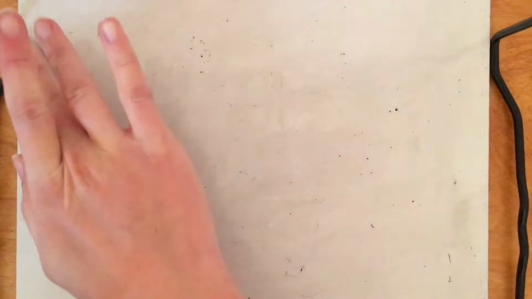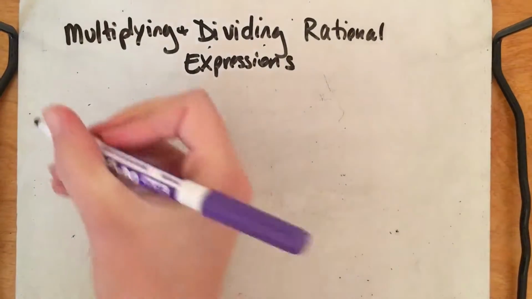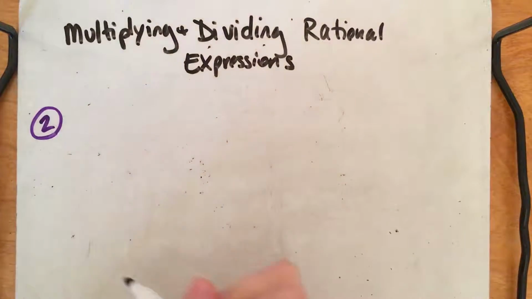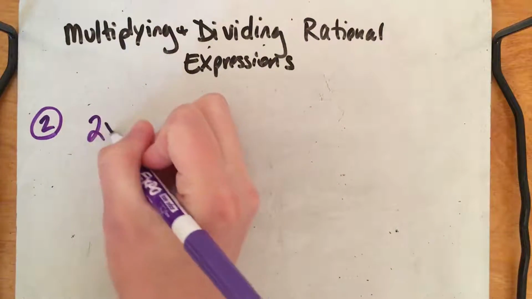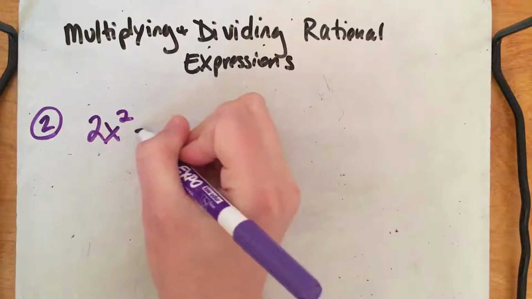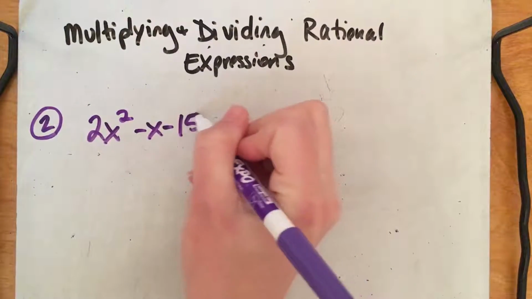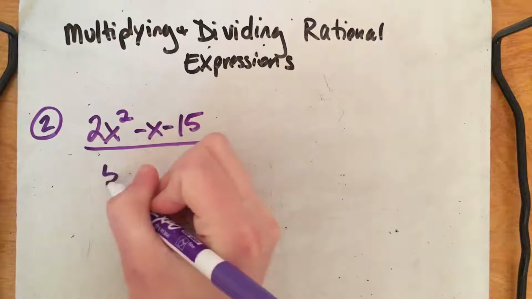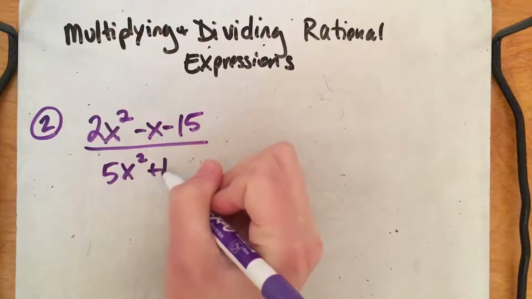Division is going to be exactly the same, so we're going to factor everything first. But the extra step is I have to flip-flop that second fraction. Okay, so here's our second example. I have to flip-flop the second fraction because it's a division problem. That's how we divide regular fractions, although we don't do that very much anymore.